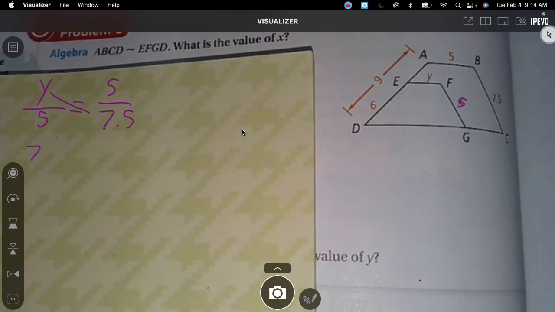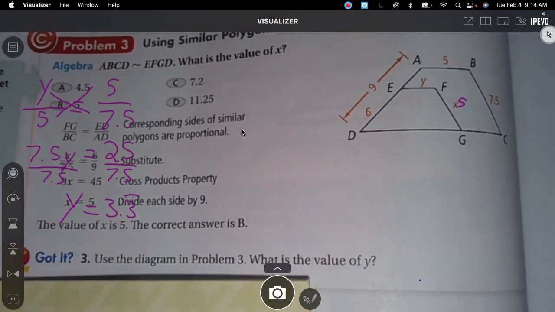So we get 7.5y equals 25. Divide by 7.5. I don't know what that is. 25 divided by 7.5. 3.33. Okay, so 3 1/3 or 3.3 repeated. Okay, so there's that one. I don't even think it asked for that one. Let's see. Oh, it did. It gave it as an improper fraction.